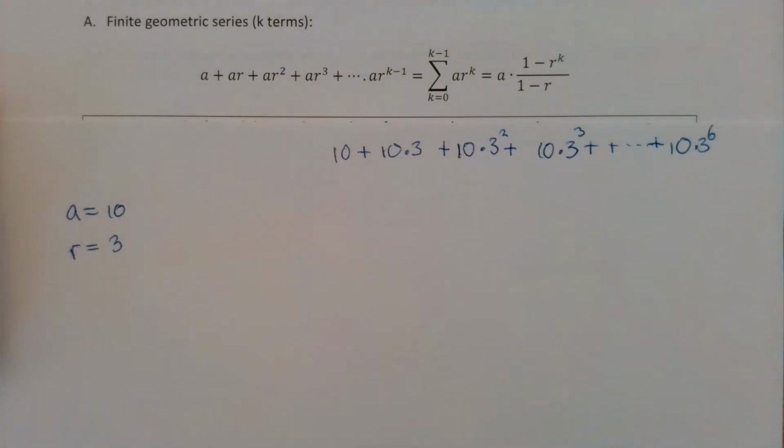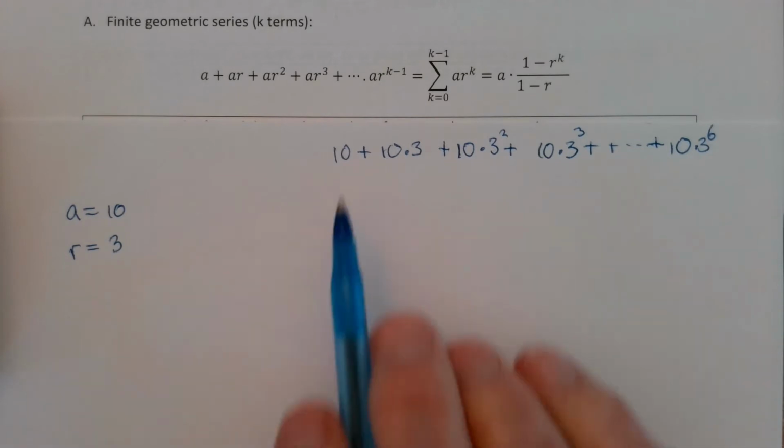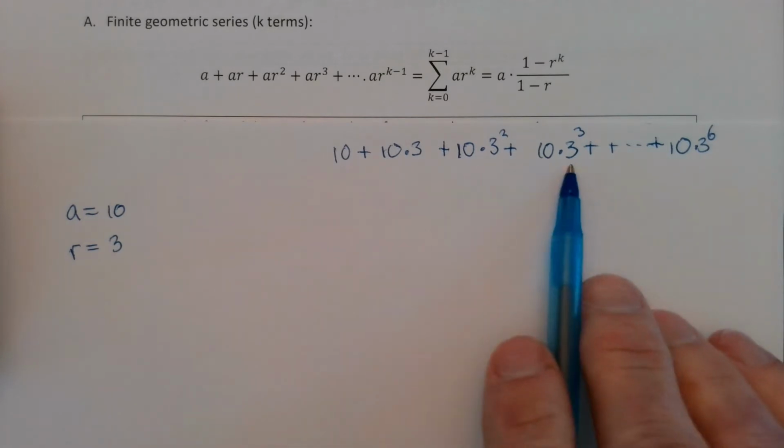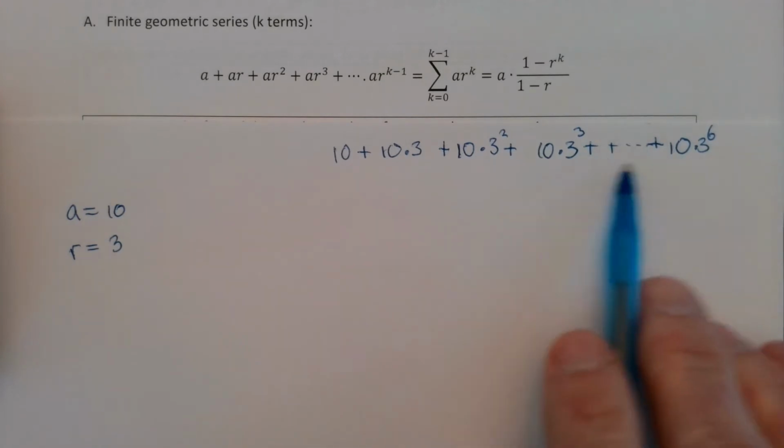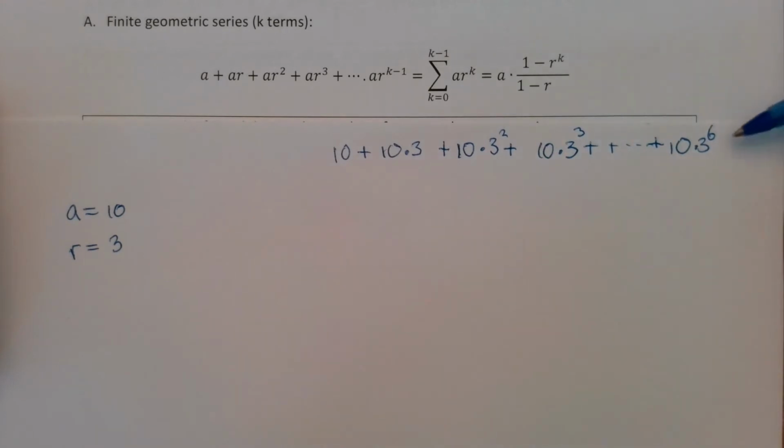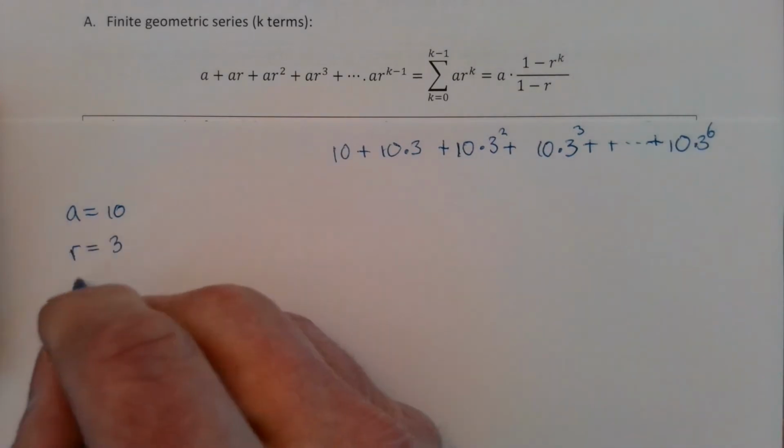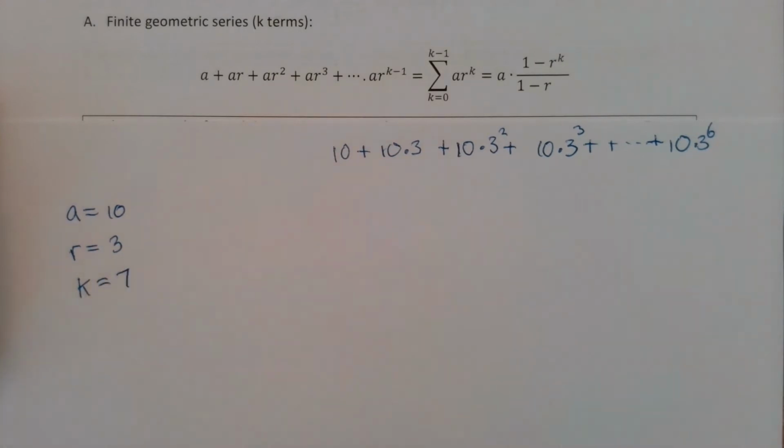Number of terms. Oh, we didn't figure that out yet. How many terms are there? Well, I'm not sure you can just go in here and count terms because you've got these missing terms here. But remember, that highest exponent that you see on r added by 1 gives you the number of terms. So in this problem, k equals 7.